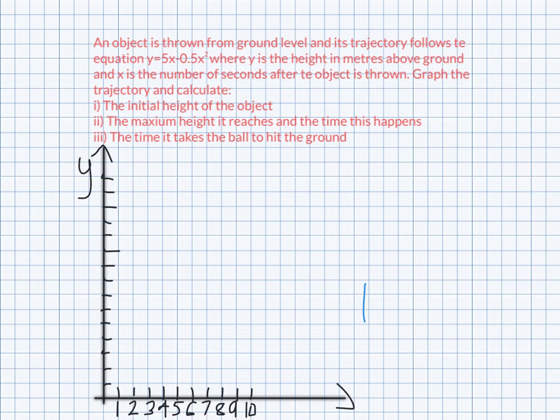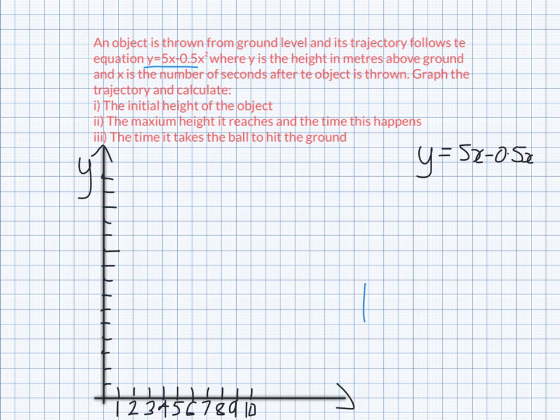So let's look at this question here. An object is thrown from the ground, and its trajectory is given by this equation, y equals 5x minus 0.5x squared. y is the height in meters, x is the number of seconds after the object is thrown. We're going to graph the trajectory and calculate all of these things here. So let's start by graphing the trajectory. The equation that we want to graph is y equals 5x minus 0.5x squared.